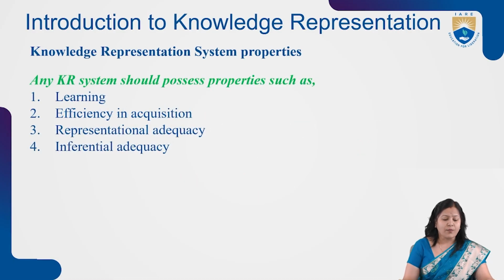Now let me discuss the knowledge representation system properties. Any knowledge representation system should have these four properties. One is learning, then efficiency in acquisition, representational adequacy, and the last one is inferential adequacy. These should be the capabilities of any knowledge representation system.